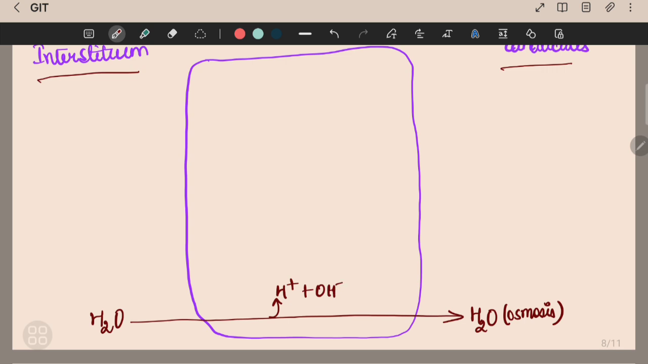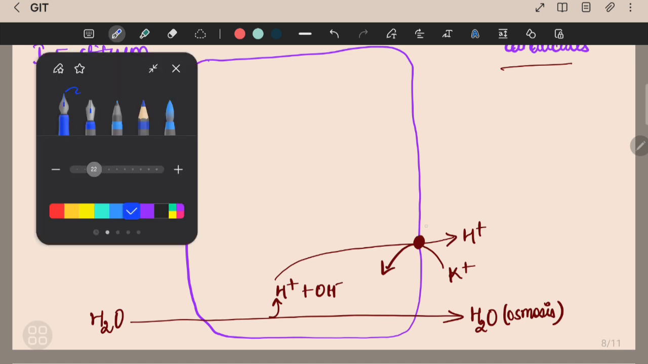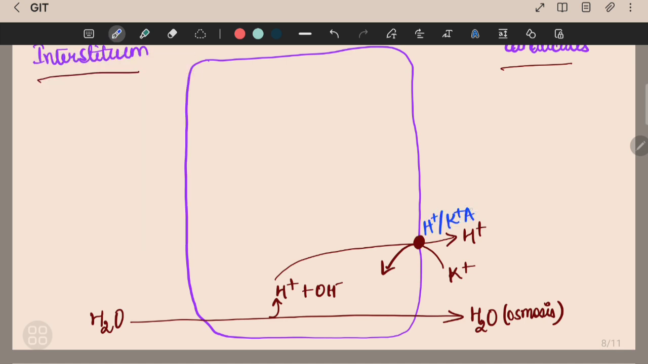And the H plus is then actively secreted into the canaliculi in exchange for potassium. So H plus is coming out, and in this exchange potassium is entering into the cell. What is present over here? There is the exchanger, that is the H plus K plus ATPase pump. Here hydrolysis of ATP is happening, potassium is entering into the cell, and H plus is going into the lumen.